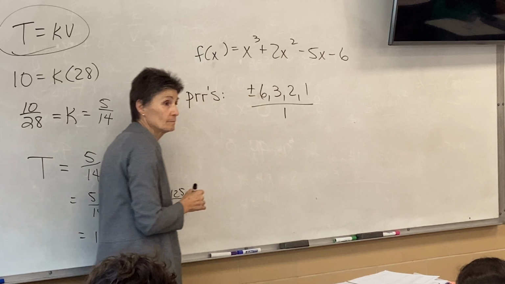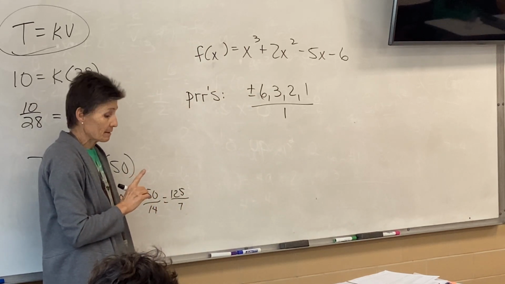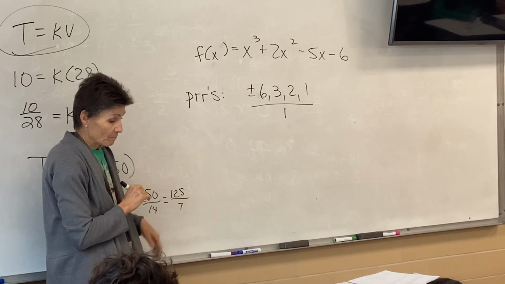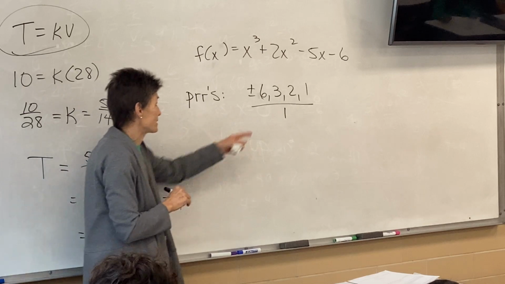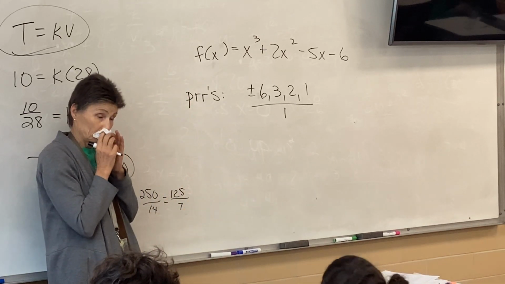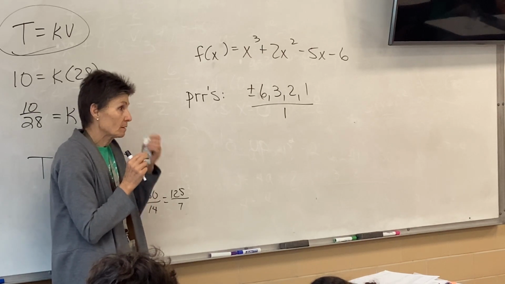We'll talk about that in a second, but let's get this problem done. All right, so step 1, A. List the possible rational roots. There they are.